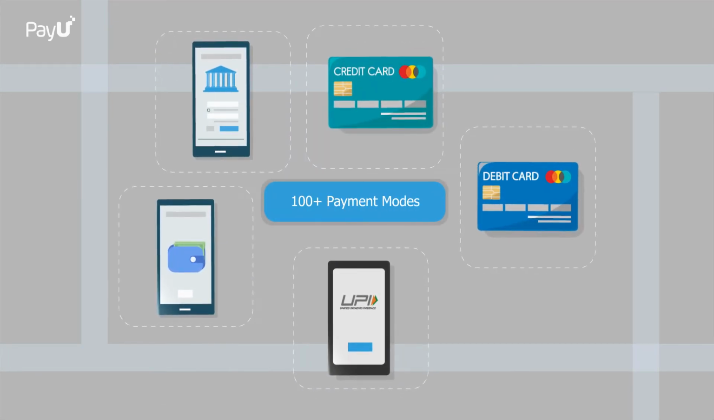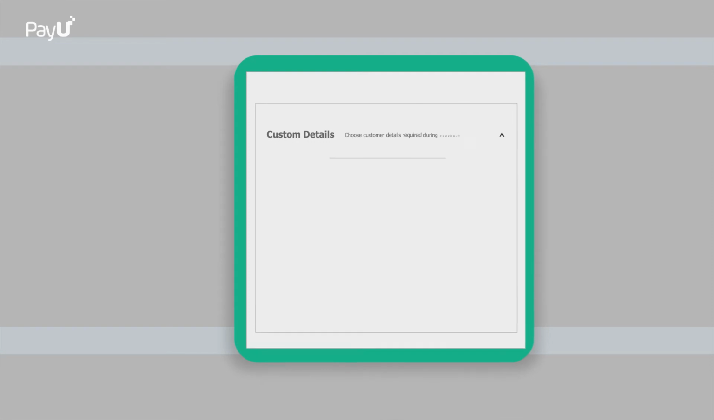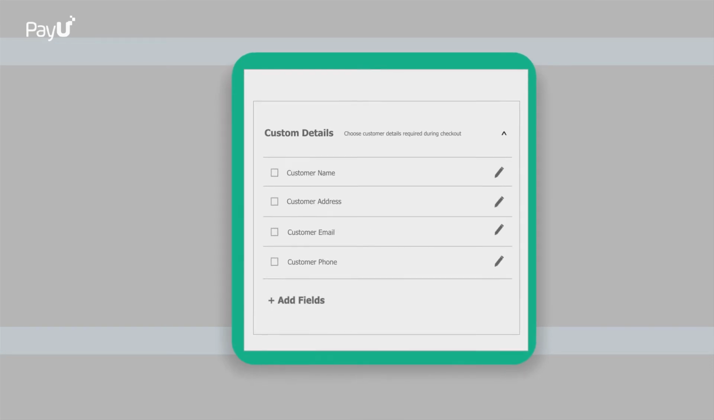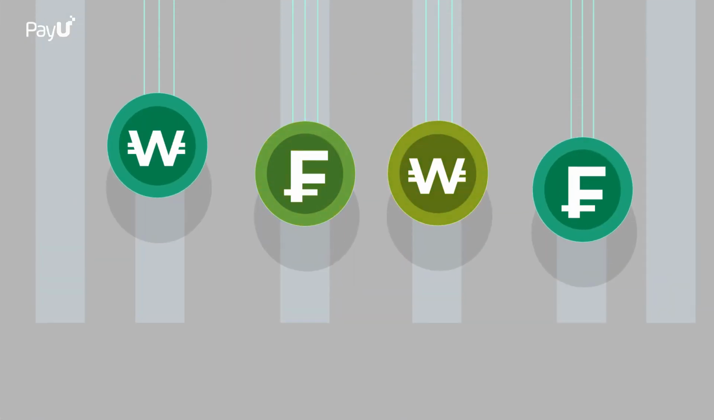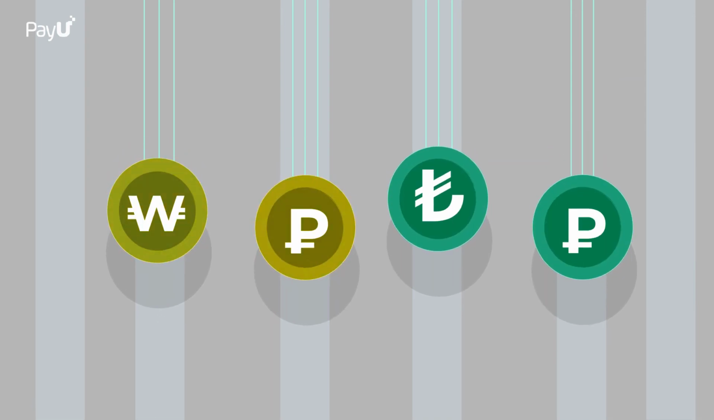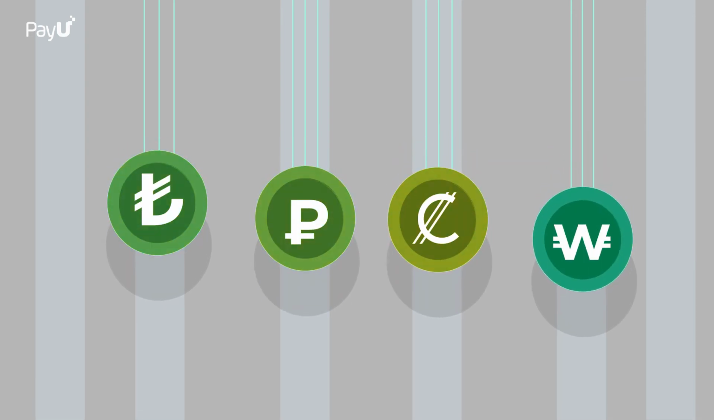A simple way to accept payments through 100+ modes like net banking, credit and debit cards, UPI, wallets. Just customize the form and place the button wherever you want to on your blog or website, literally. And yes, you can also accept international payments with PayU payment buttons.